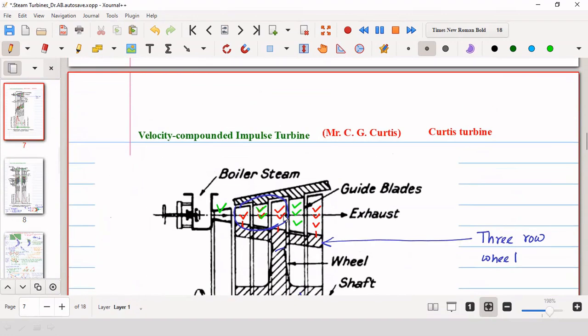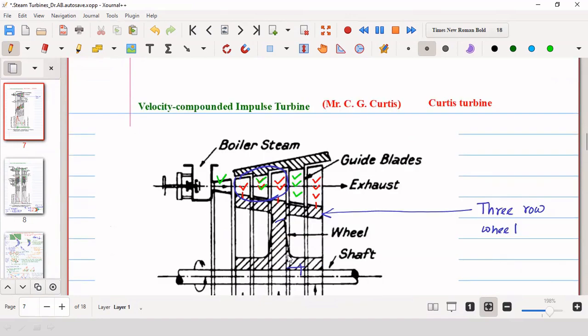So this is a velocity compounded impulse turbine. This is a single wheel, and on this you have this red one, the first red tick, which is the first row of moving blades. Then the second set, the double red tick, is the second row of moving blades, and this is the third row of moving blades. And in between we have two rows of stator, that is guide blades or guide vanes. So this is the three-row wheel.